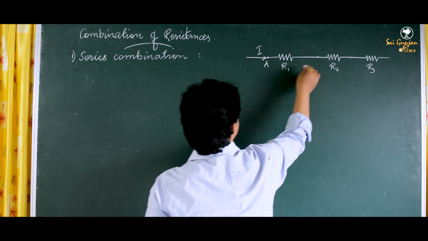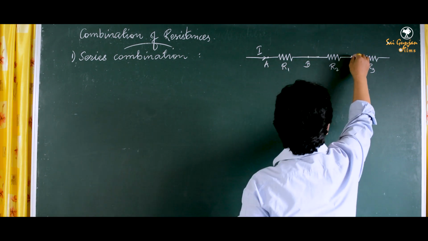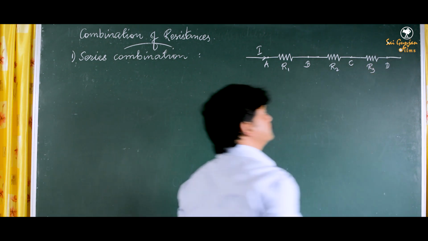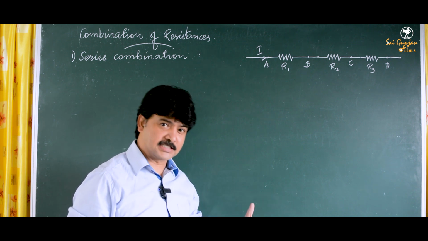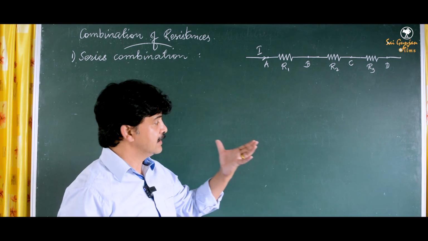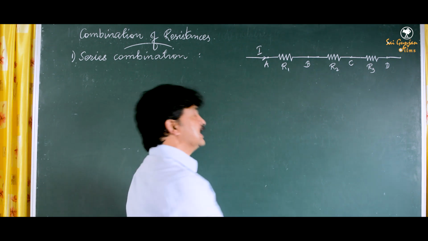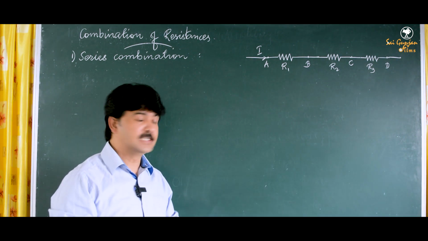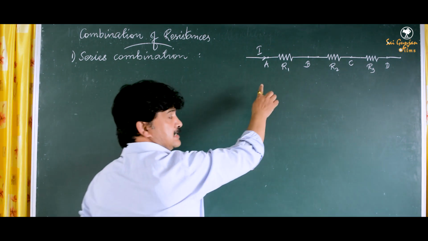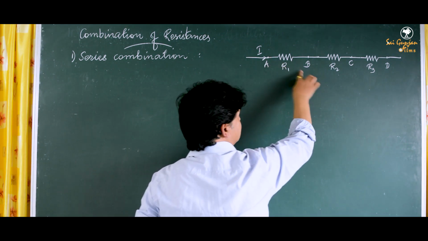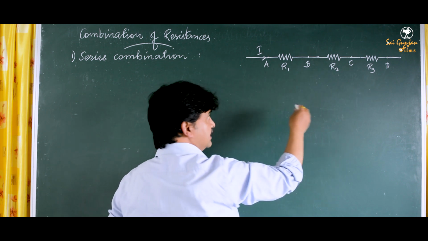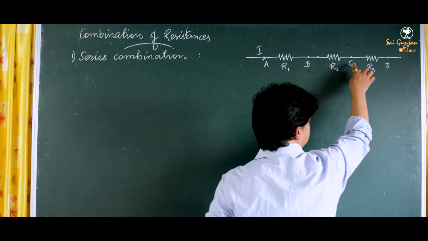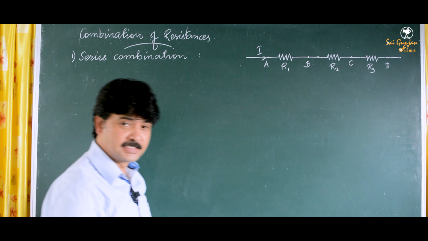Let me call this point A, this point B, C, and this point D. So here our task is to find a single resistance which is equivalent to the three resistances. As you can see, the current is flowing from A to B, that means in this direction from left to right. So A is at higher potential than B, B is at higher potential than C, similarly C is at higher potential than D.